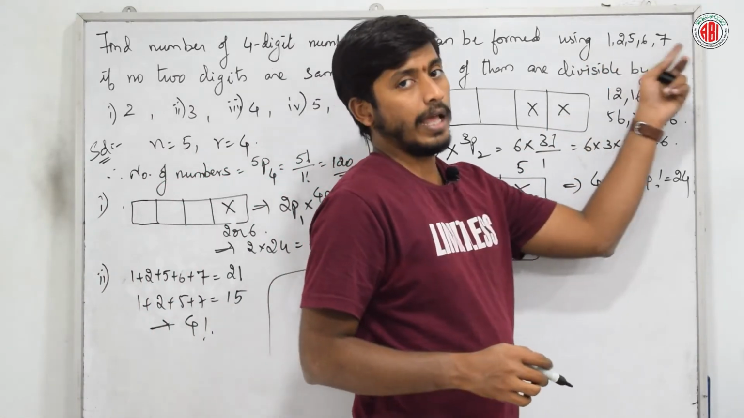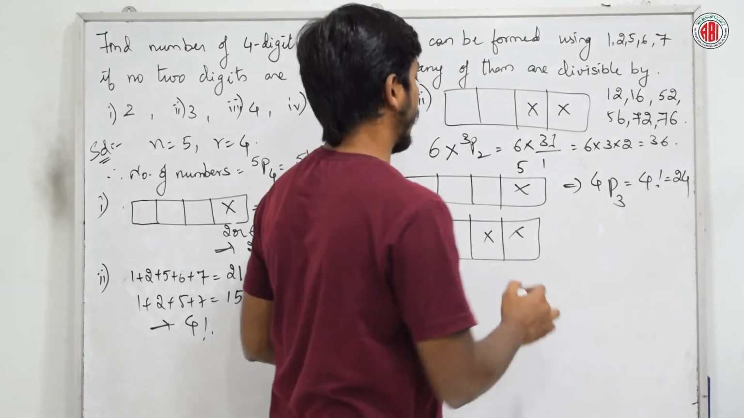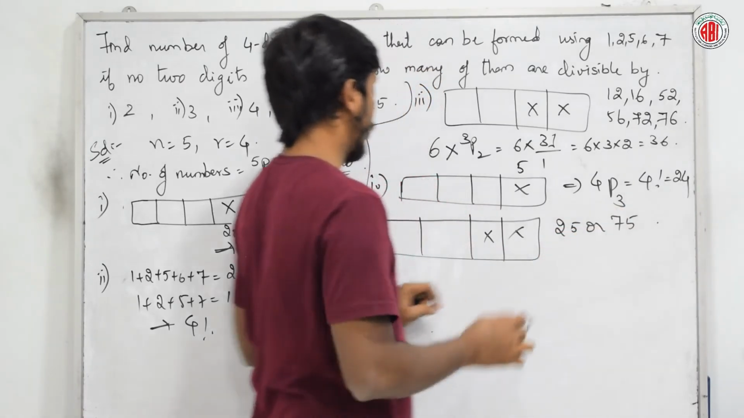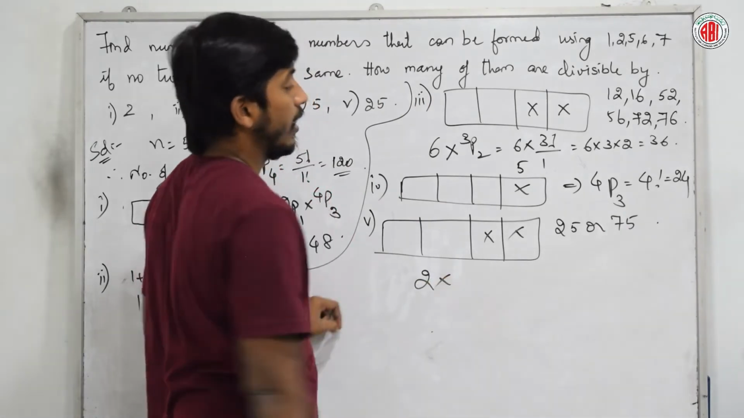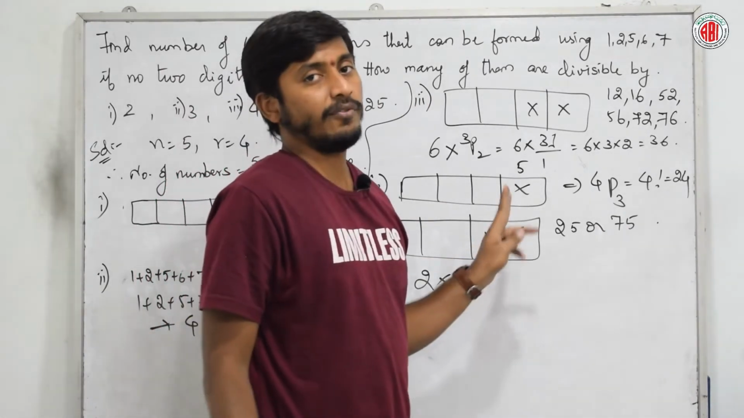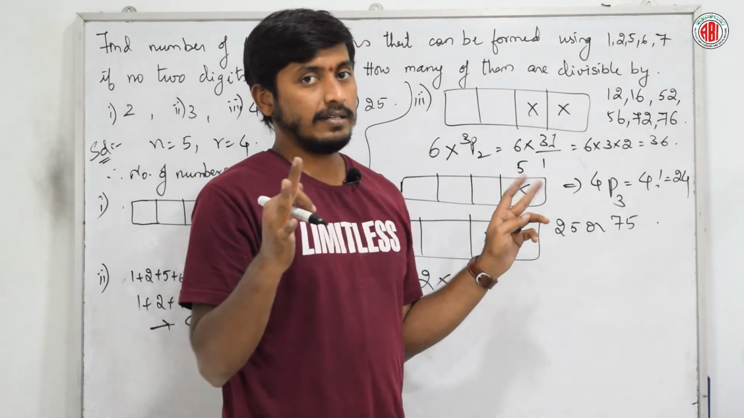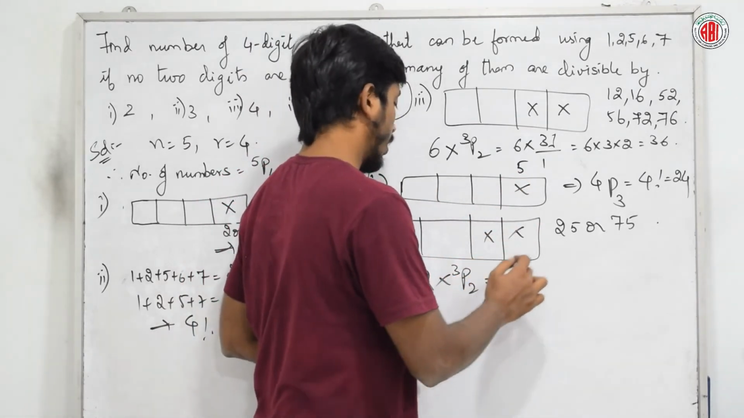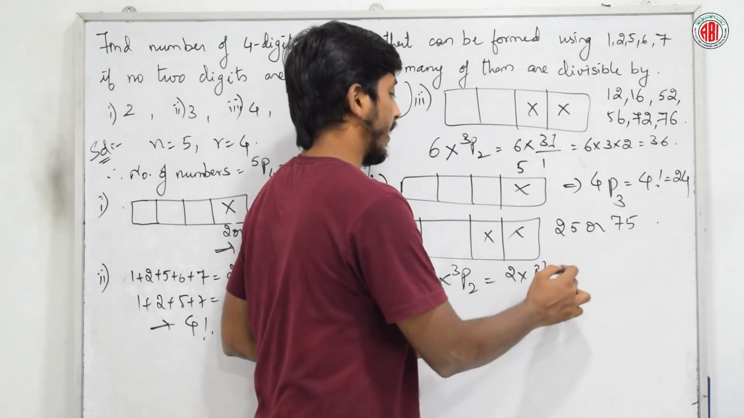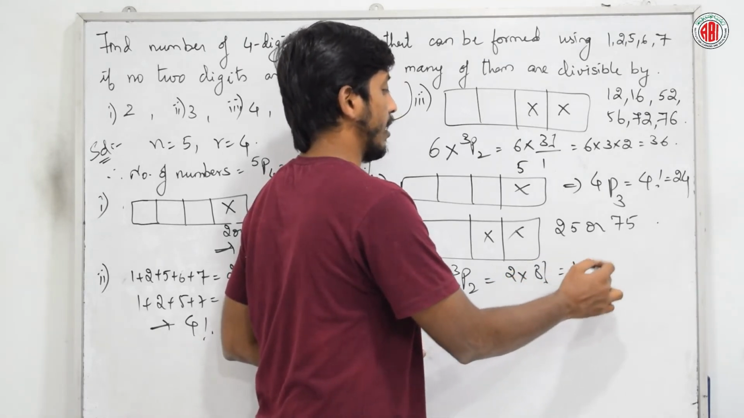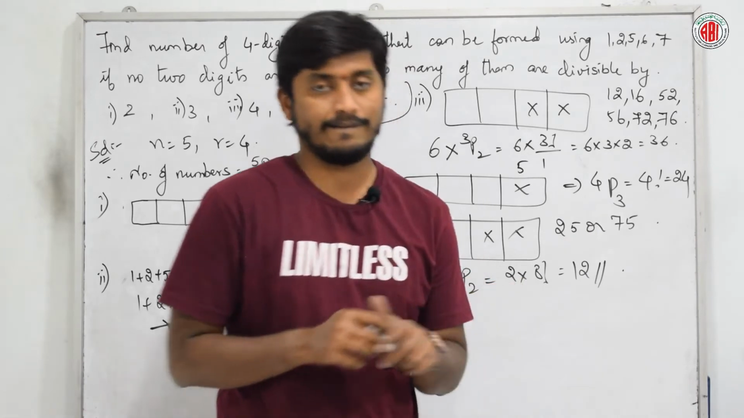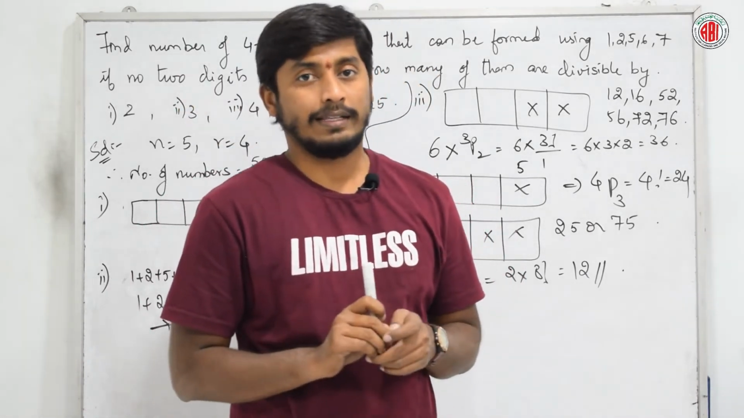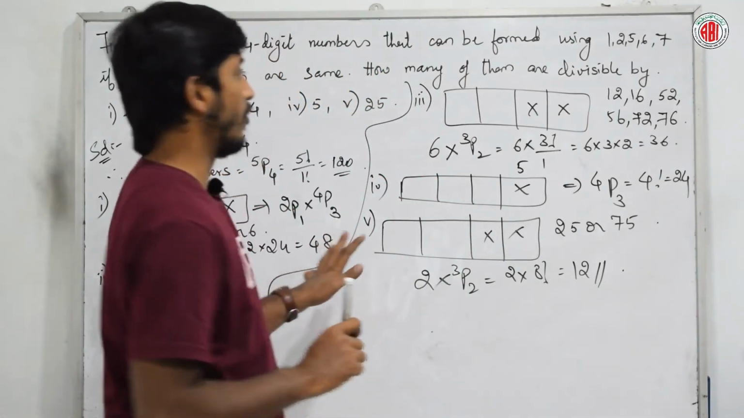25 and 75. Yes or no? We'll get either 25 or 75, which means only 2 numbers. If I remove these 2 numbers, I will be left with 3 more digits for 2 places. So it is 3P2. 2 into 3 factorial, that is 3 2s are 6, 6 2s are 12. Did you understand? Right? You got a basic idea of how we do it.